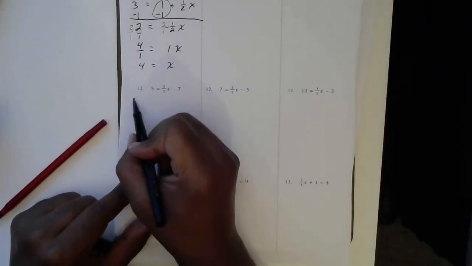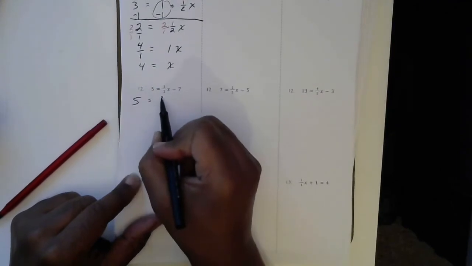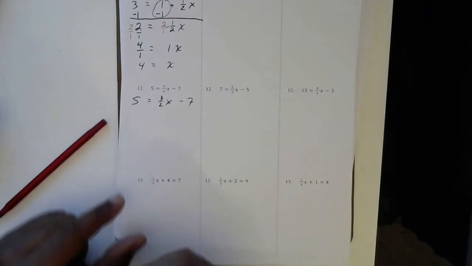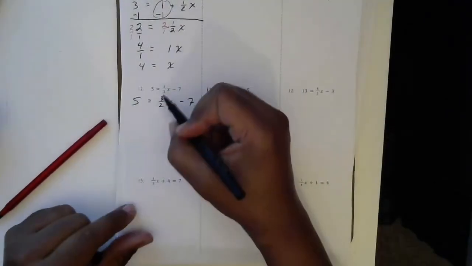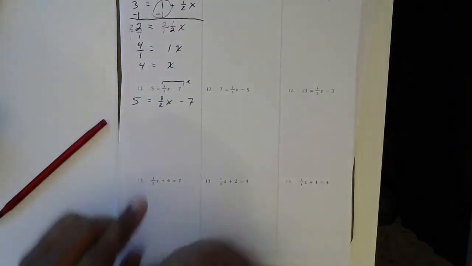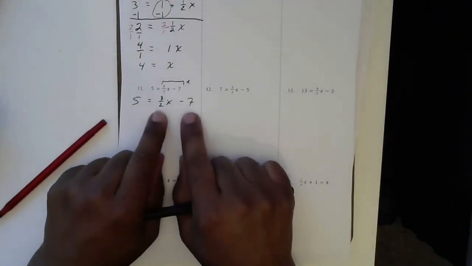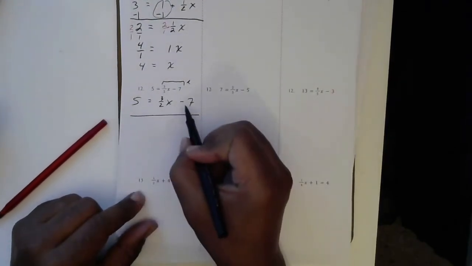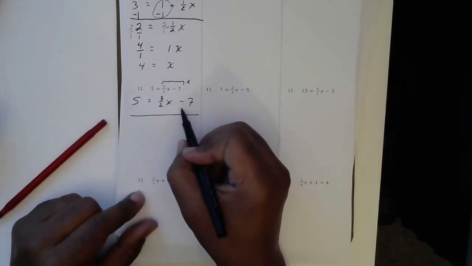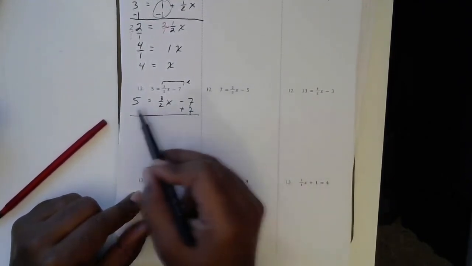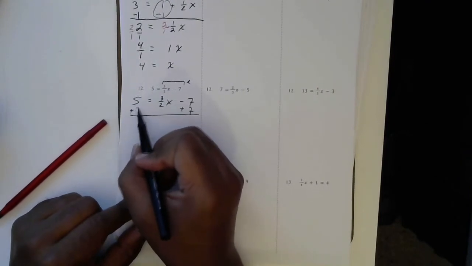Okay, next, number 12. We have 5 equals 3 over 2x and then minus 7. This is a right side problem, so we'll be removing the negative 7 and the 3/2. So removing a negative 7 or subtracting 7 by adding 7. And what we do on the right side, we'll go to the left side and put the same by adding 7.